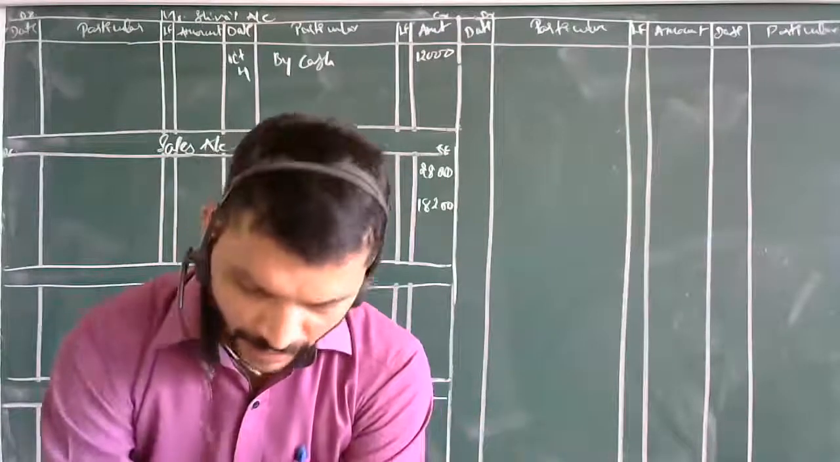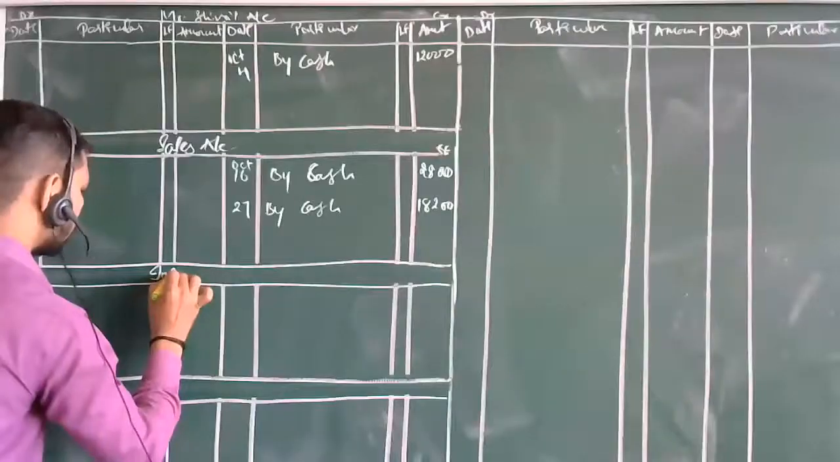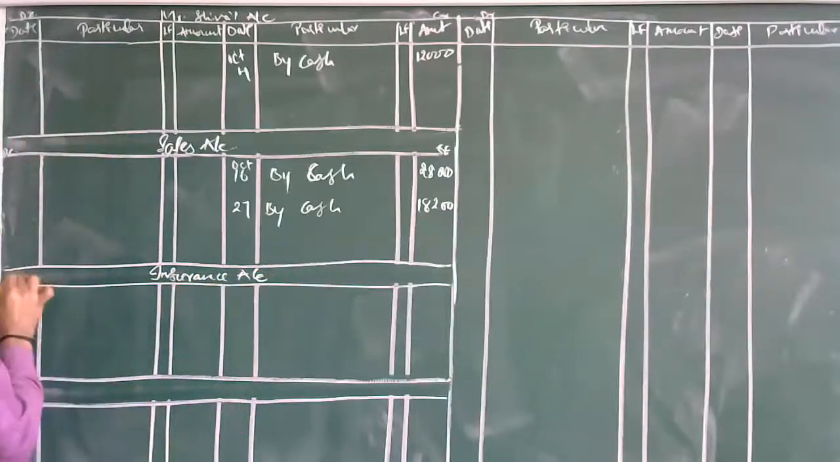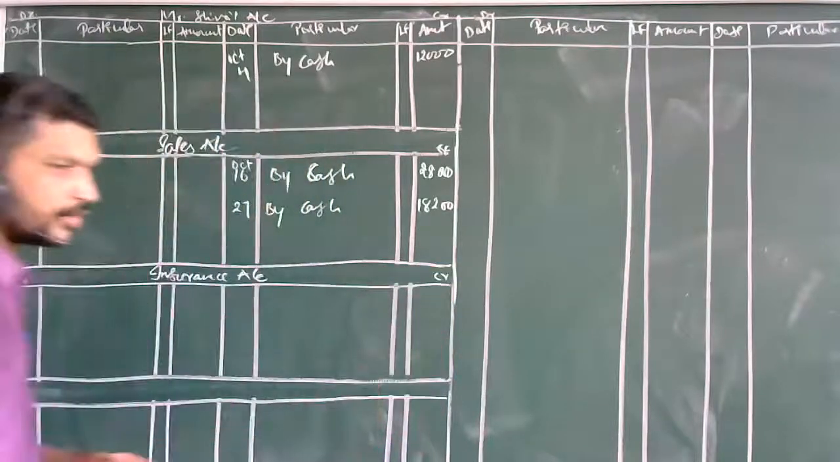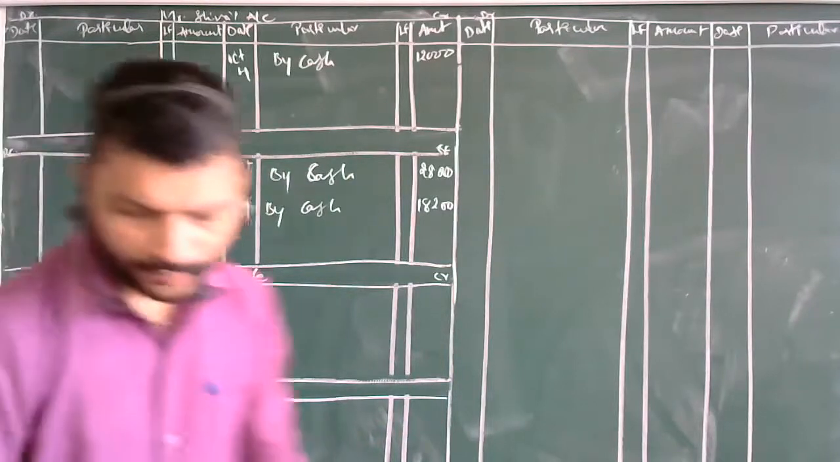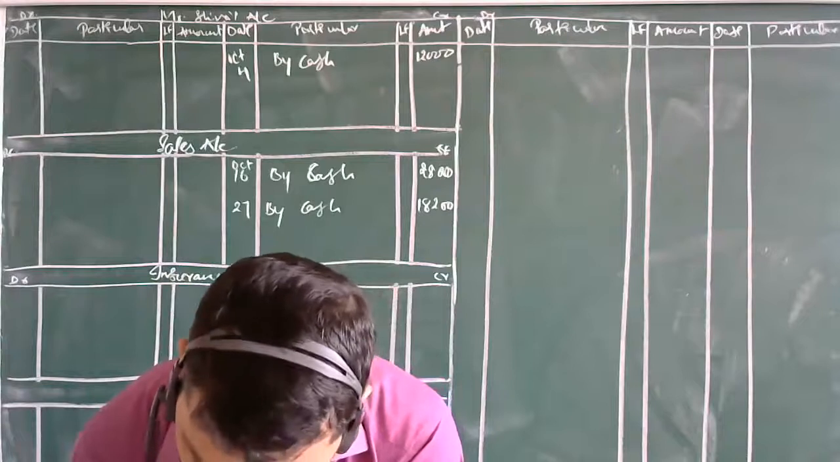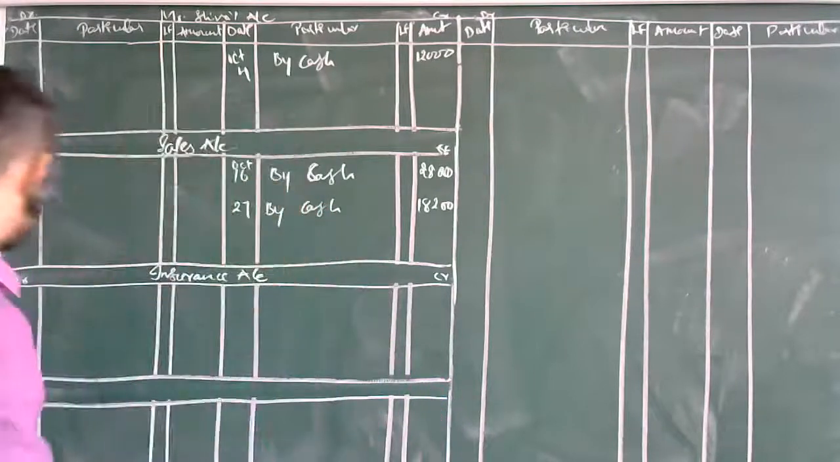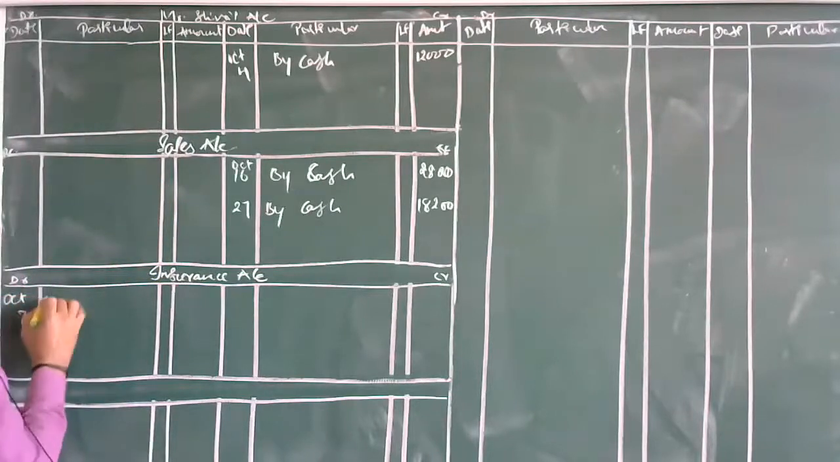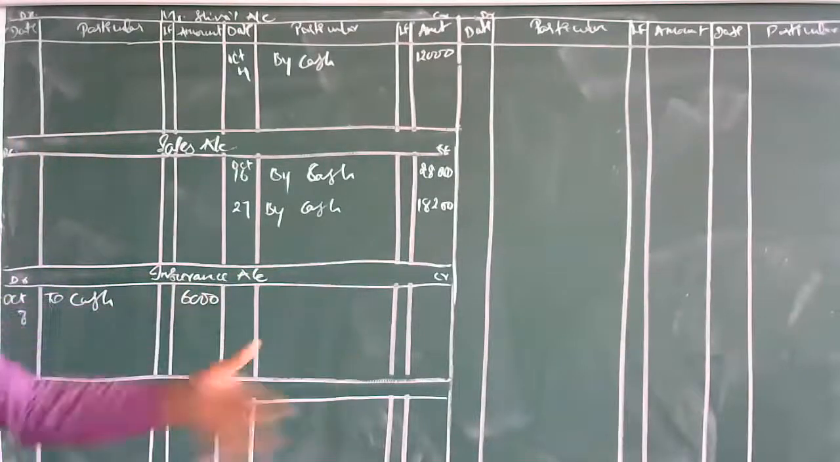Now coming to the other part, insurance. The next entry will be the insurance account. So here, as usual, debtor side and credit side. Now, what things are you going to have over here? Insurance account. By cash, how many thousand have you paid? Sorry, 6,000, by insurance account 6,000. On which date is it? 8th October, by to cash. How much? 6,000. So this entry got over, finished.